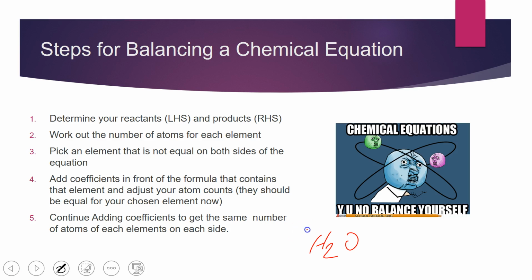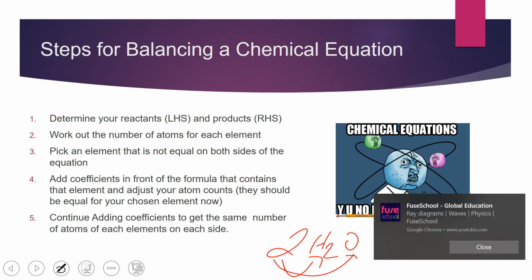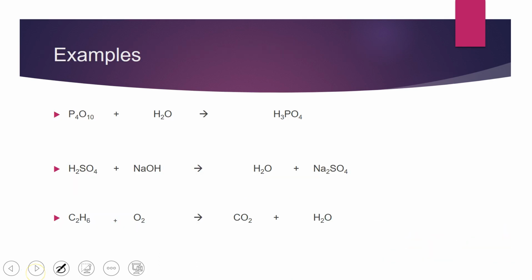So if I put a 2 in front of our water here, then I have 2 lots of 2 hydrogens, so that gives me 4, and I have 2 oxygens. So remembering that it acts just like a number outside a bracket in algebra. And then once we do that, we can keep working backwards and forwards from left to right until we have an equal number of atoms on each side, and we can say that our equation is balanced. Let's have a bit of practice.